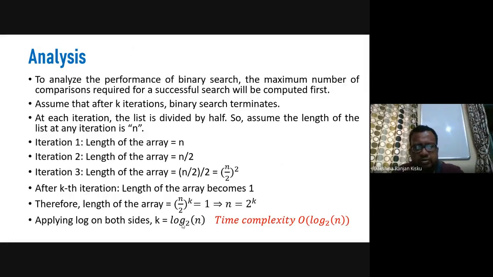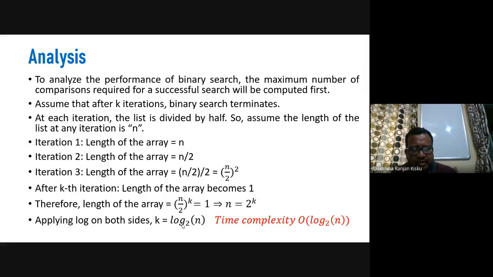For the first iteration, the length of the array is n. For the second iteration, the length of the array becomes n by 2, because we divide the array into two equal halves. In the third iteration, the length becomes n by 2 divided by 2, that is n by 2 to the power 2. And after the kth iteration, the length of the array becomes 1. That means we are assuming that after the kth iteration, the binary search terminates.